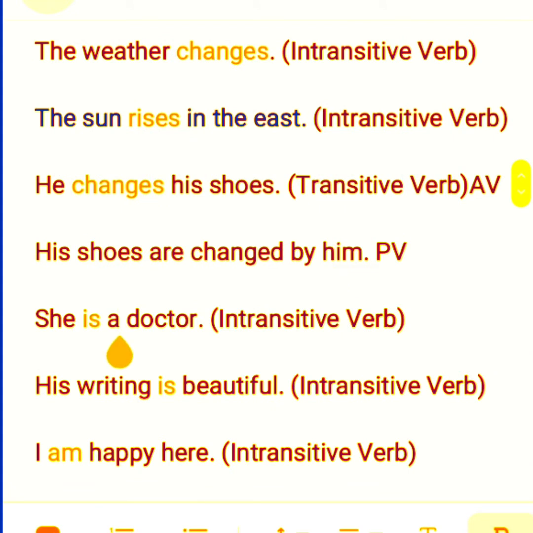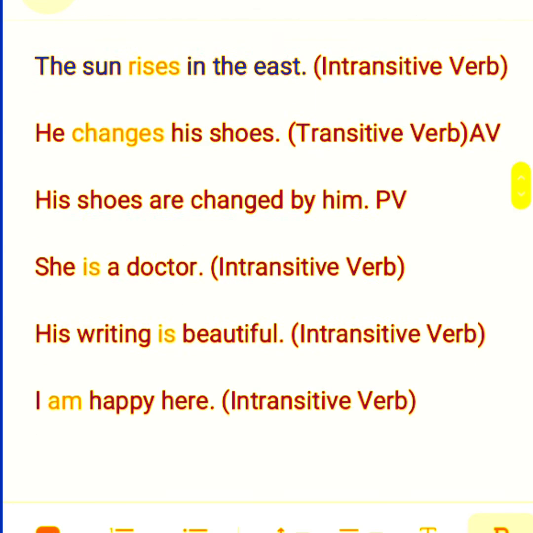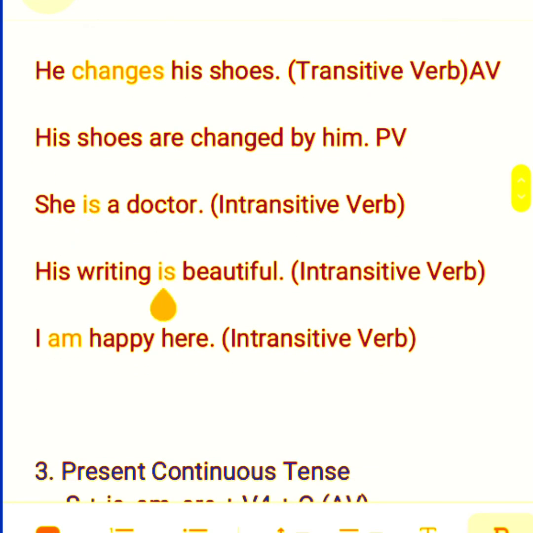She is a doctor. Now here we just describe her that she is a doctor. She is doing nothing. There's no object. She is not doing any work. Suppose she is a doctor. Now is intransitive verb. His writing is beautiful. We just describe that his writing is beautiful. He is not writing something. So there's no object. Okay. So this verb is intransitive.